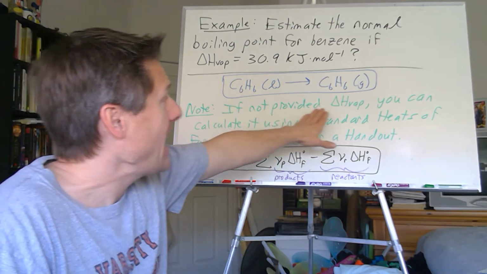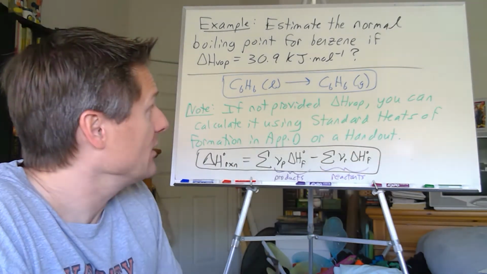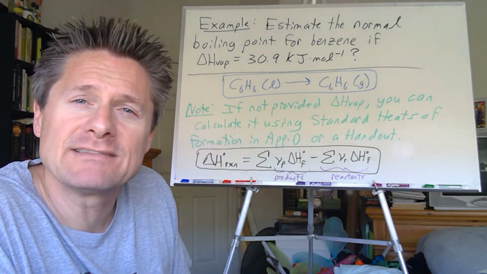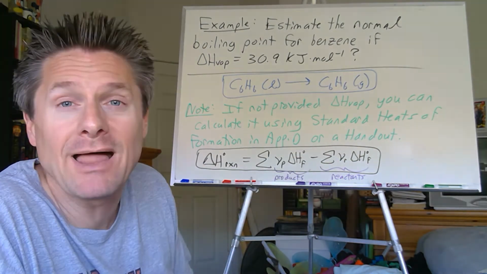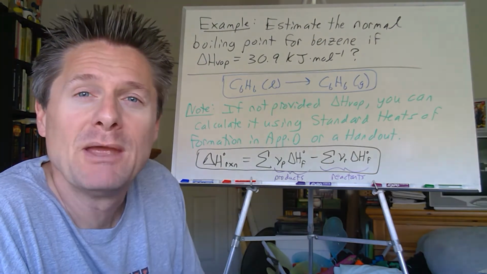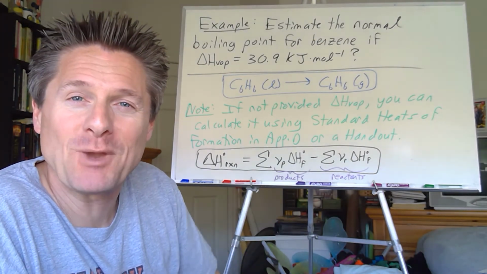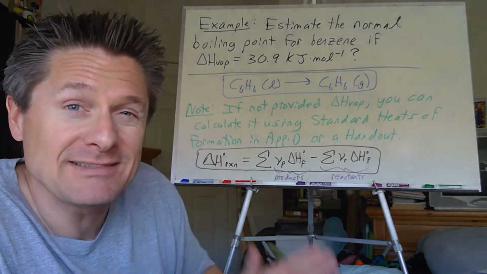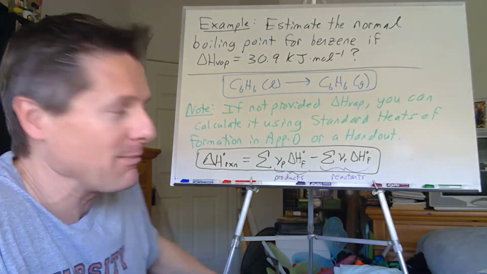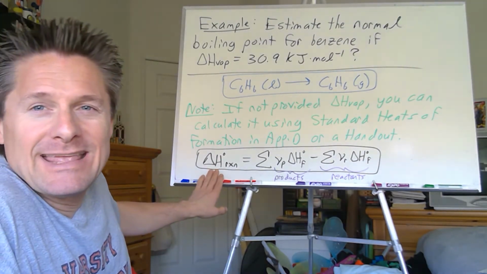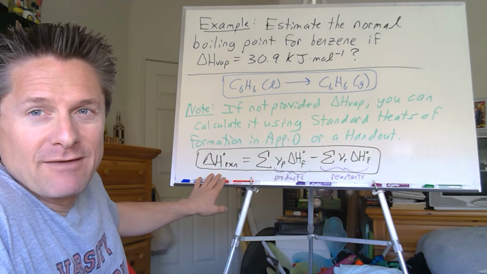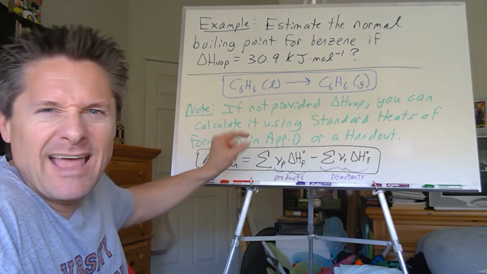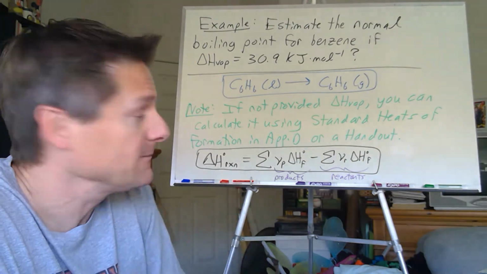Note, if not provided the molar heat of vaporization, you can calculate it using standard heats of formation that are listed in Appendix D in the back of your book, or if you're in my class, I typed all of those values up and posted them on my website, and you can print that out. So you can use this equation. Remember, blow the dust out of your brain. Go back and review thermochemistry. You can calculate the energy for the heat of a reaction, or the enthalpy change. That little zero, that little not symbol, means at standard conditions.